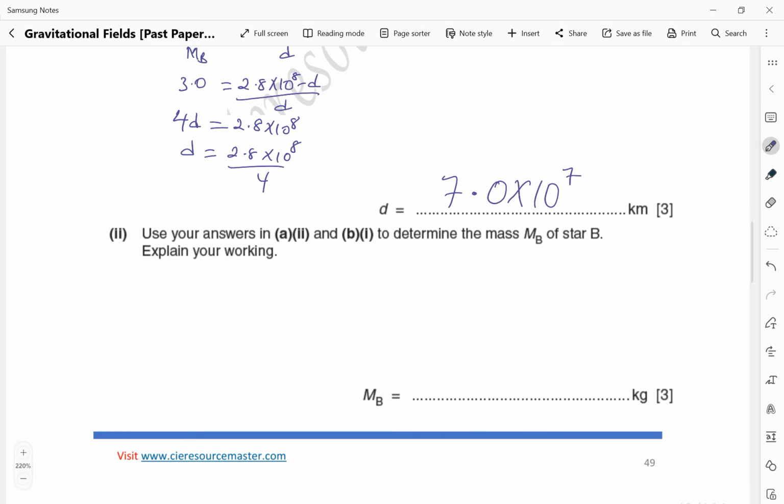Use your answers in A Roman 3 and B Roman 1 to determine the mass MB of star B. Explain your working. They said explain your working. So we said that the gravitational force between A and B is equal to the centripetal force on A.